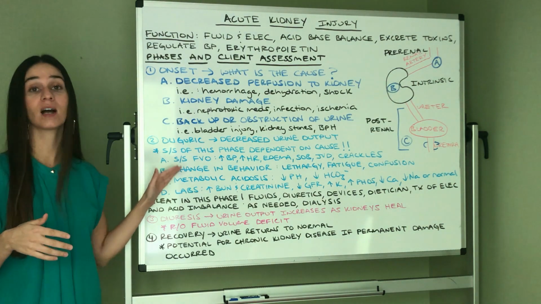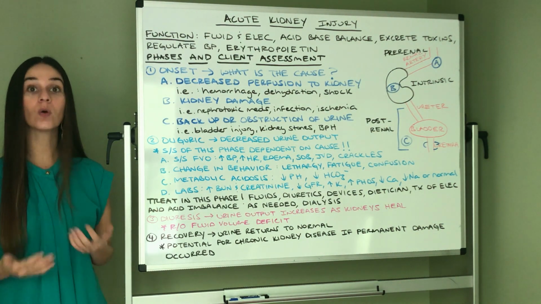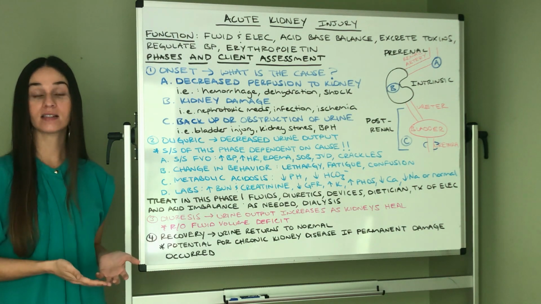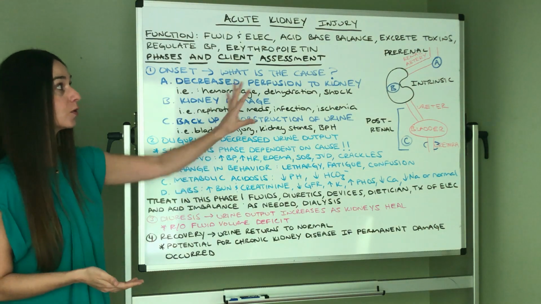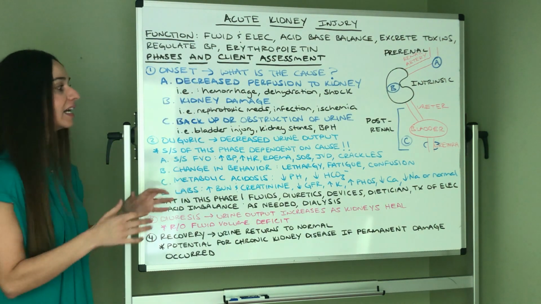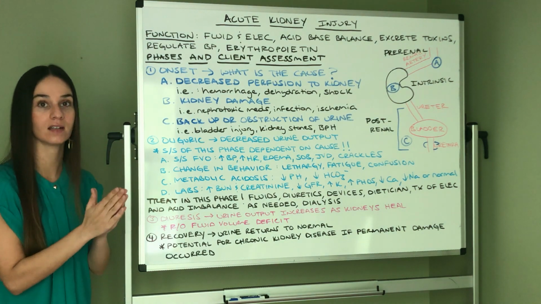Well, in this phase, they are not meeting that criteria. They are not meeting the 30 mL per hour requirement that we need to say we have healthy kidney function. So there's a decrease in urine output for one of these reasons, and your signs and symptoms of this phase are completely dependent on the cause.